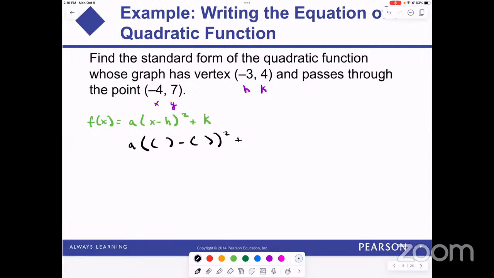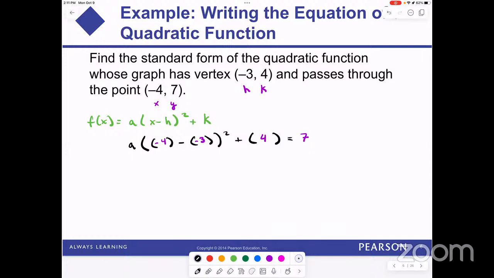So what I did is I replaced each unknown with a blank set of parentheses, and I'm going to do my substitution. Remember, the blank parentheses help us to keep track of our signs, so we're less likely to make mistakes with our signs. So then our x is going to be -4. Our h is -3. Our k is 4. And this all equals our y value, which is 7. Okay, so I just plugged in everything that we were given. Notice at this point, we have one equation, one unknown, so we can solve.